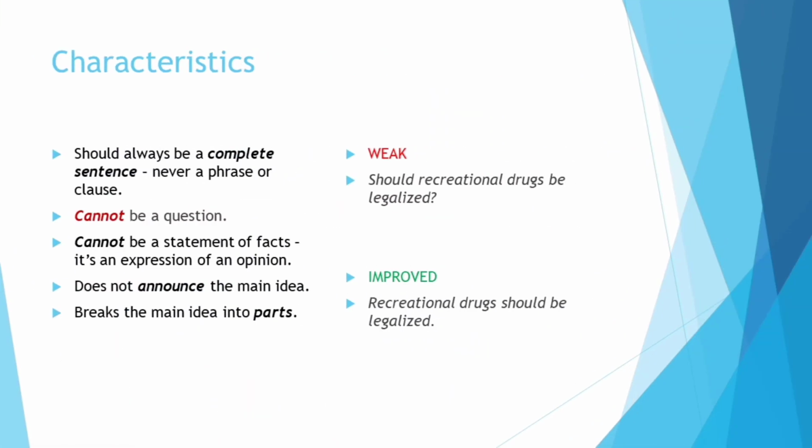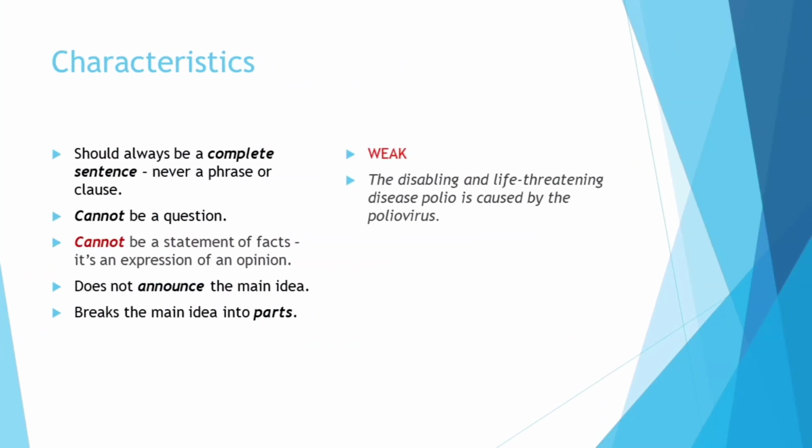Secondly, this sentence cannot be a question. If you say, for example, should recreational drugs be legalized? You're asking a question. Remember, questions ask for information. In your thesis statement, as the name suggests, you're going to put forth some kind of information, put forth some kind of perspective. All right. So it cannot be a question. And the correct form would be recreational drugs should be legalized, or if you disagree, should not be legalized or should be banned or something definite.